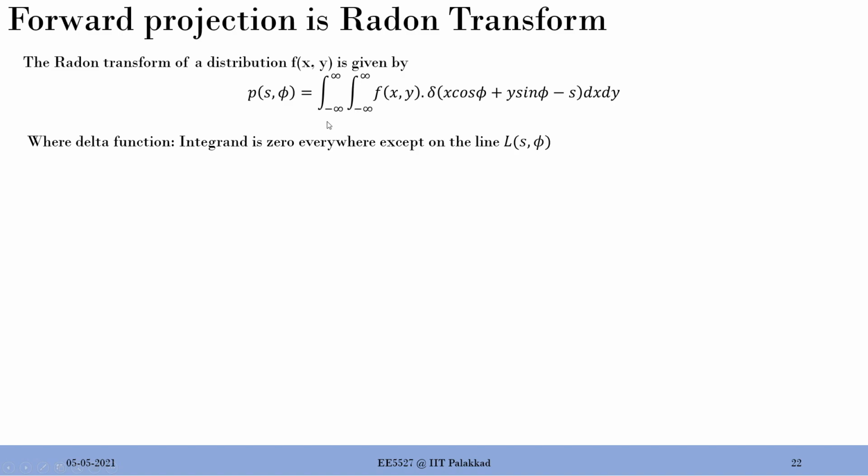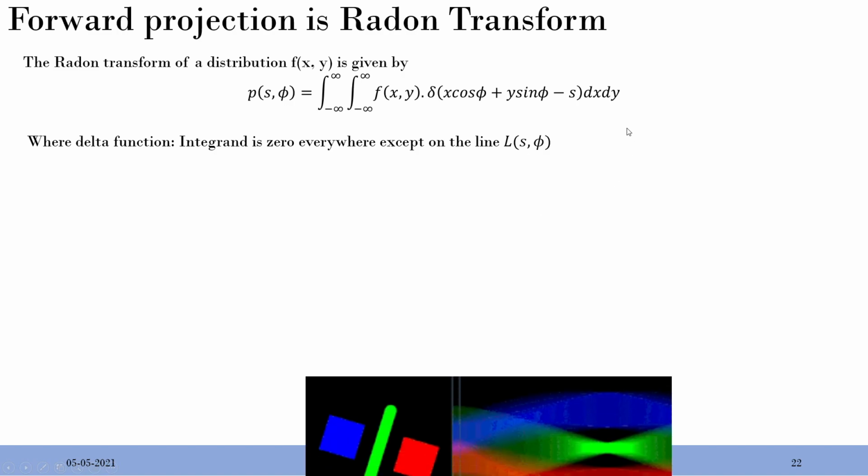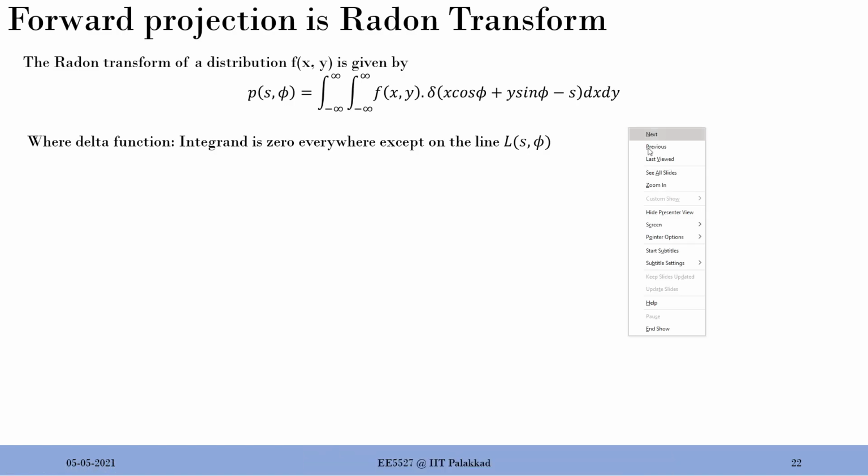So what this essentially says is, you take the image f of x y and you have a delta function which exists only at the x cos phi plus y sin phi locations. Everywhere else that is 0. So it will be like a line slicing through the image. You sum up the intensity through there, and I get p of s comma phi.